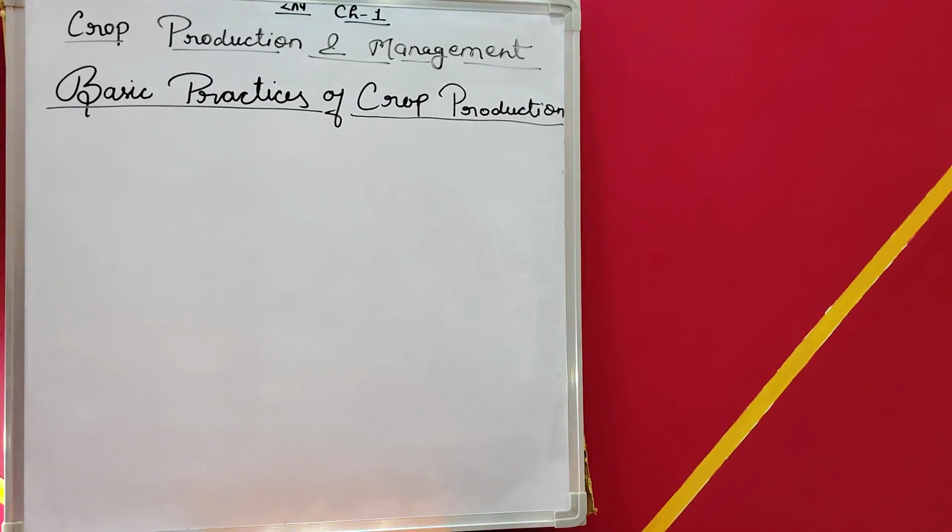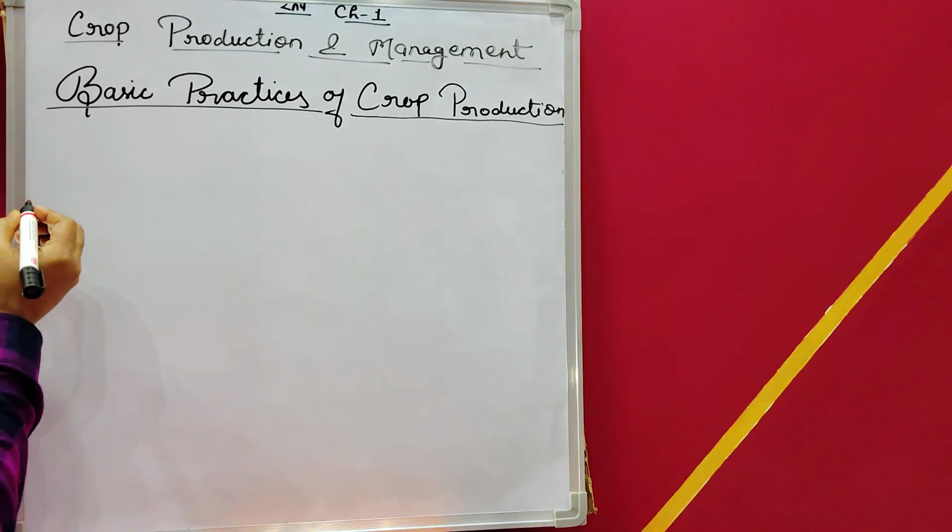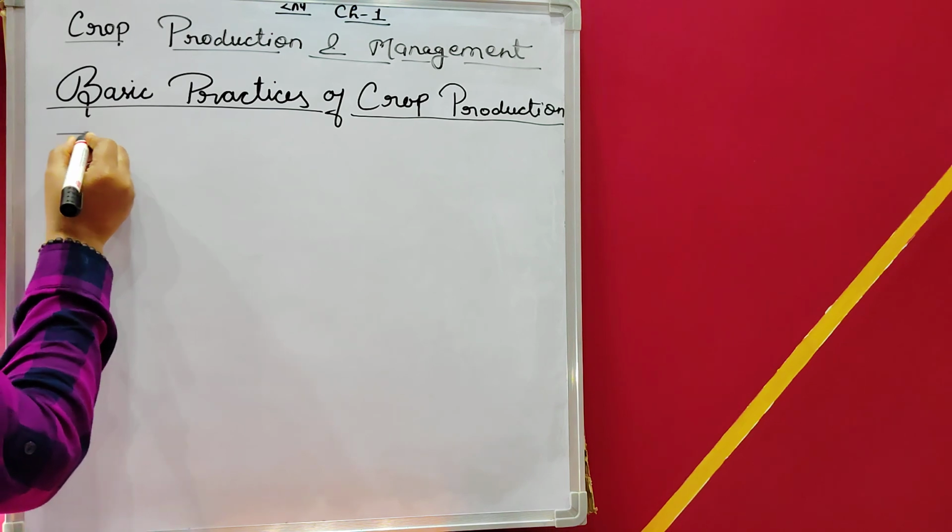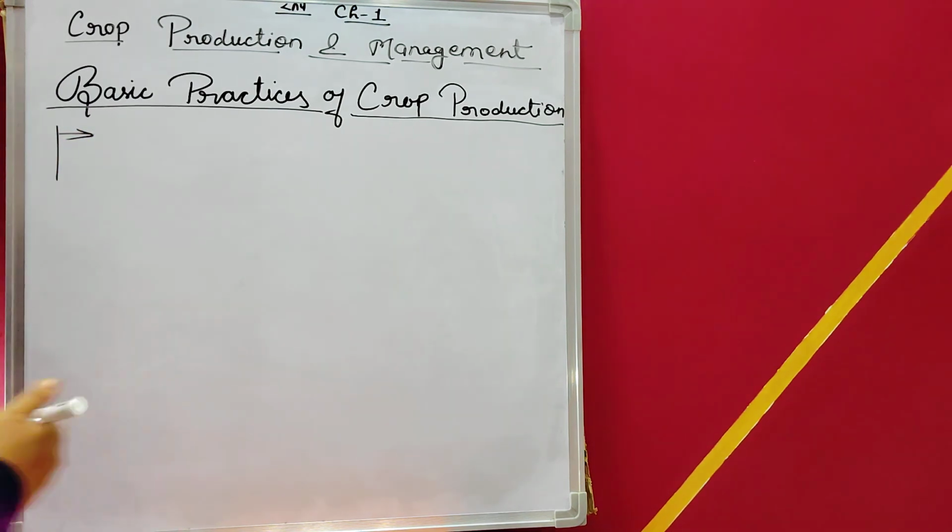We are on the first chapter, that is crop production and management. In the previous video we discussed the crop and types of crops based on their season, like kharif crops and rabi crops. Now we are going to discuss the basic practices of crop production, that means the steps a farmer takes for crop production. So let's get started. The first point a farmer needs to take is preparation of soil.